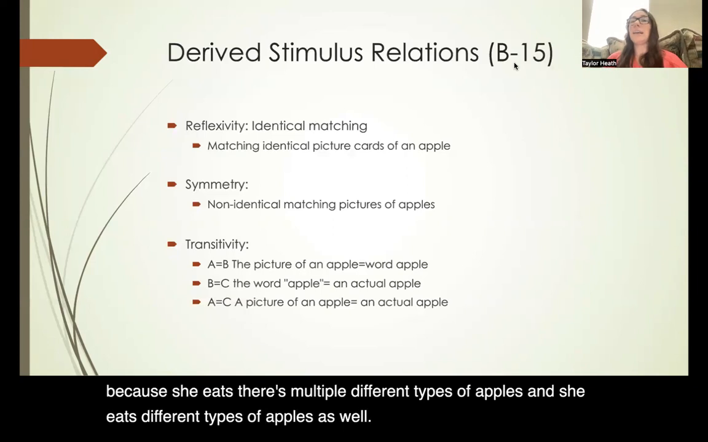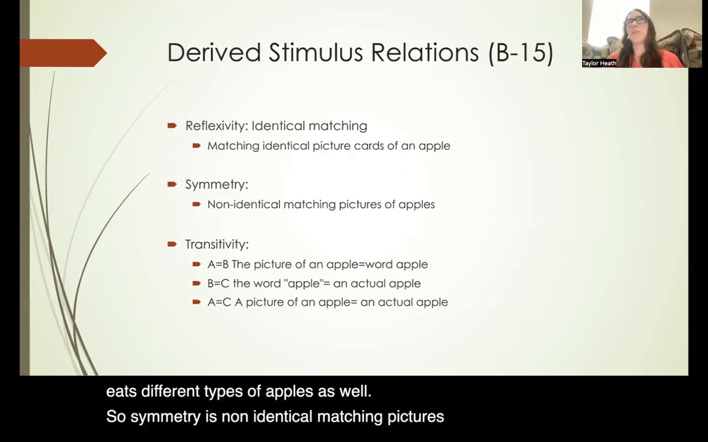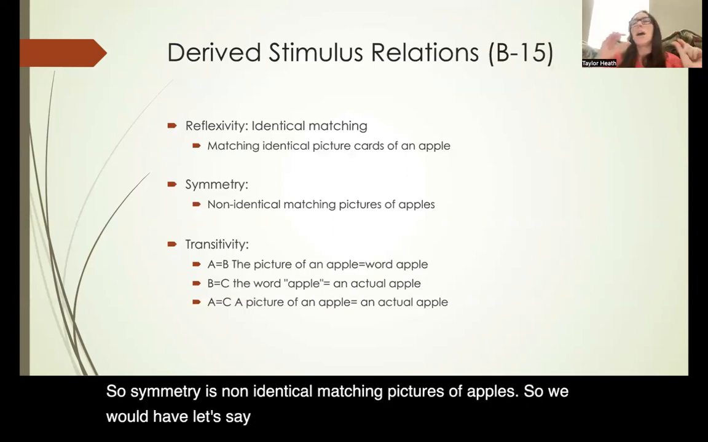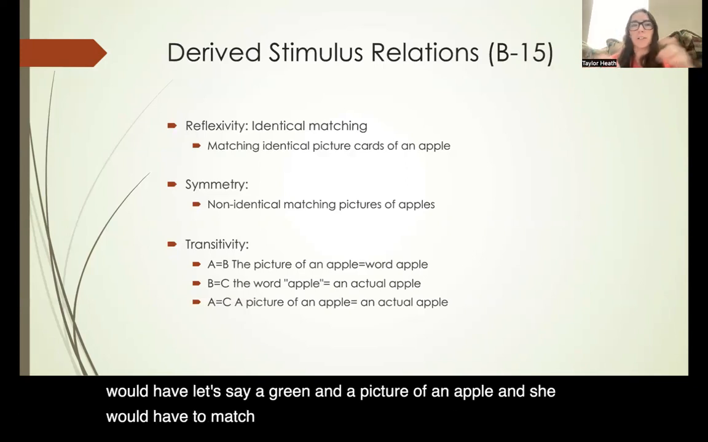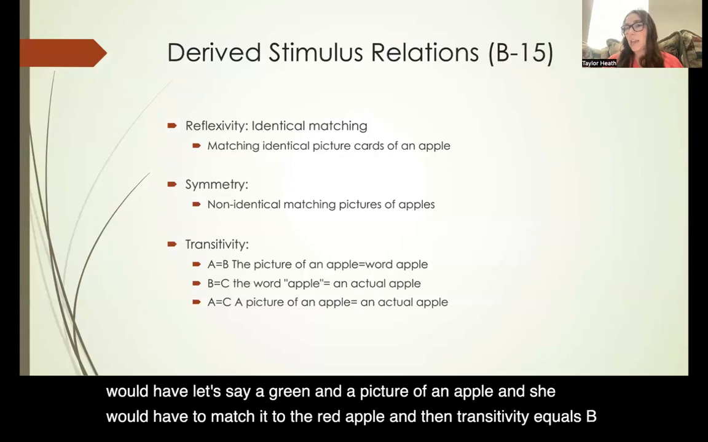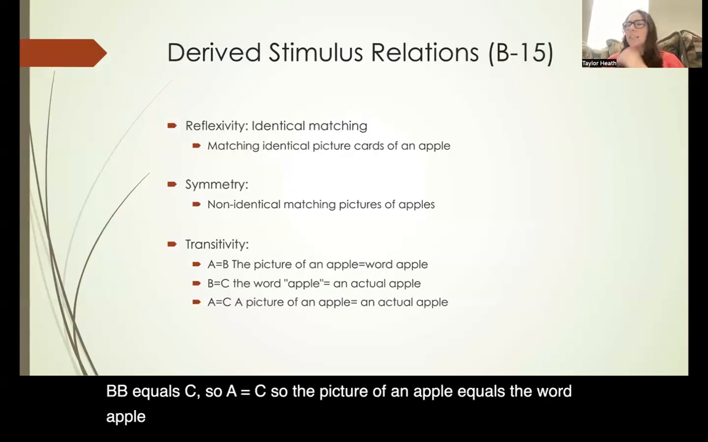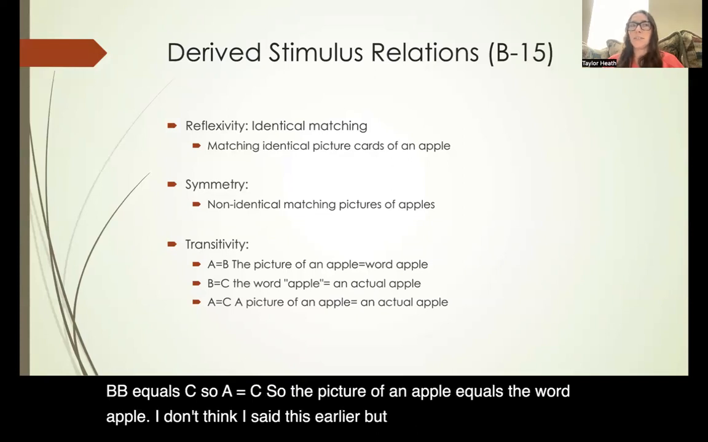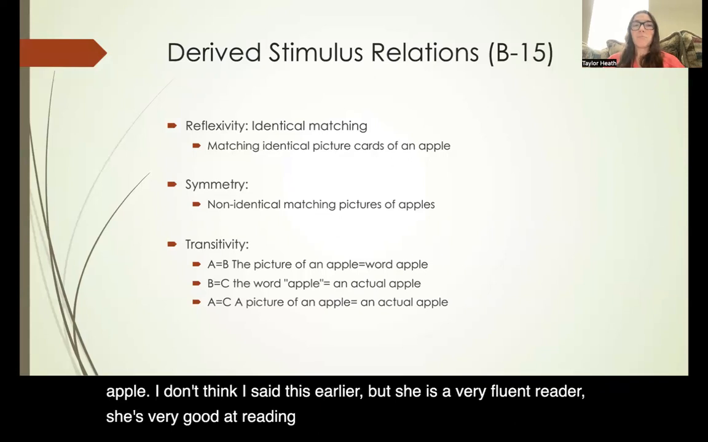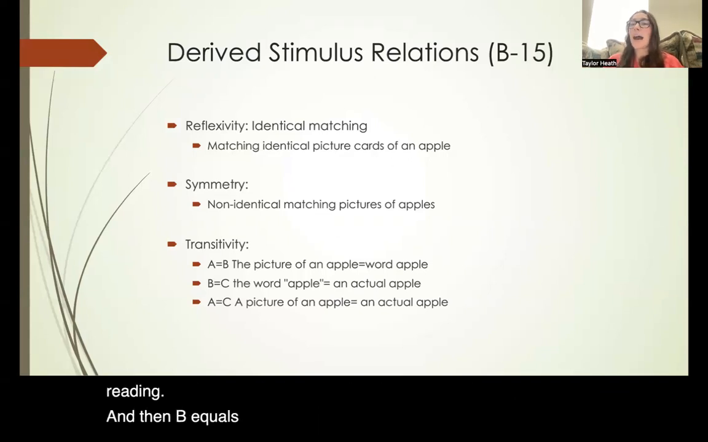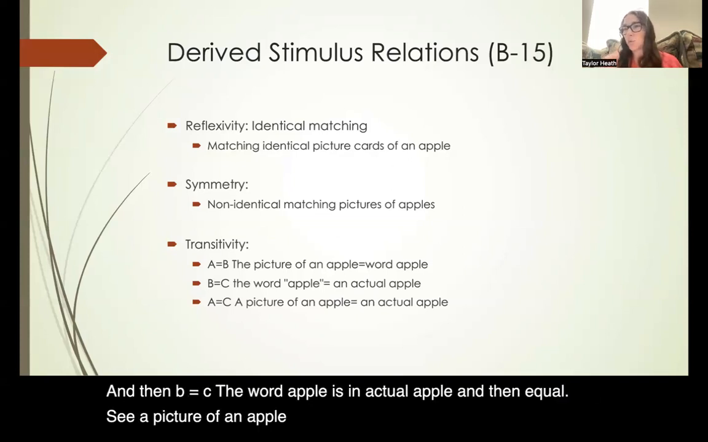So symmetry is non-identical matching pictures of apples. So we would have, let's say, a green picture of an apple, and she would have to match it to the red apple. And then transitivity, A equals B, B equals C, so A equals C. So the picture of an apple equals the word apple. I don't think I said this earlier, but she is a very fluent reader. She's very good at reading. And then B equals C, the word apple is an actual apple. And then A equals C, a picture of an apple equals an actual apple.